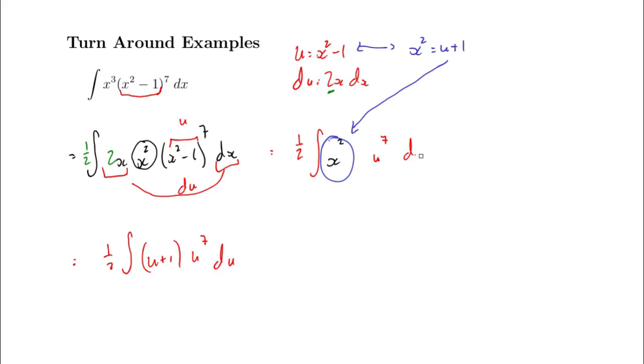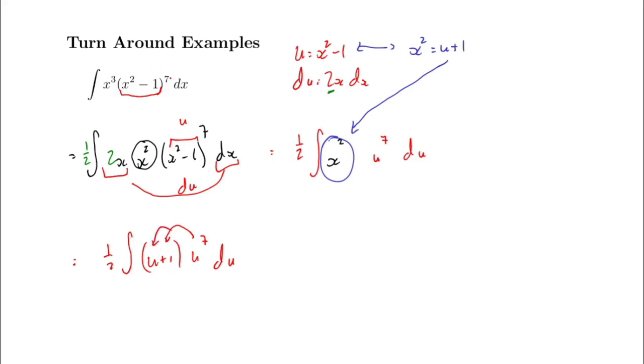Oops, and I put dx here. That's supposed to be a du. There. All right. Now, this is still a product of things. We can't integrate this nicely directly. But look at this. Remember how we wanted to do the distributive property right off the bat? We can now. So this is another reason why I like to call this a turnaround problem.